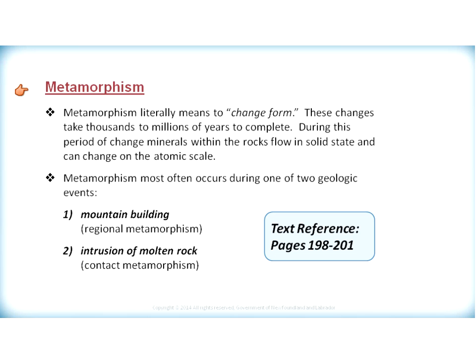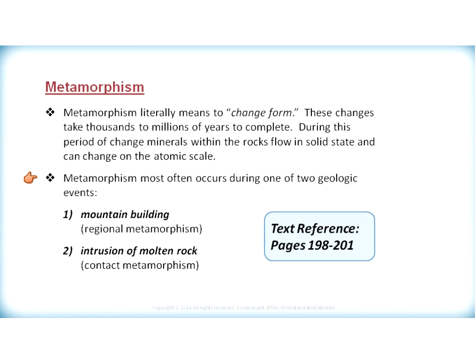When we look at metamorphism, metamorphism literally means to change form. These changes take thousands, if not millions of years to complete. During this period of change, minerals within the rocks flow in solid state and can change on the atomic scale. Bringing about these changes due to metamorphism are the agents of metamorphism. And your three agents of metamorphism include heat, pressure, and chemically active fluids.